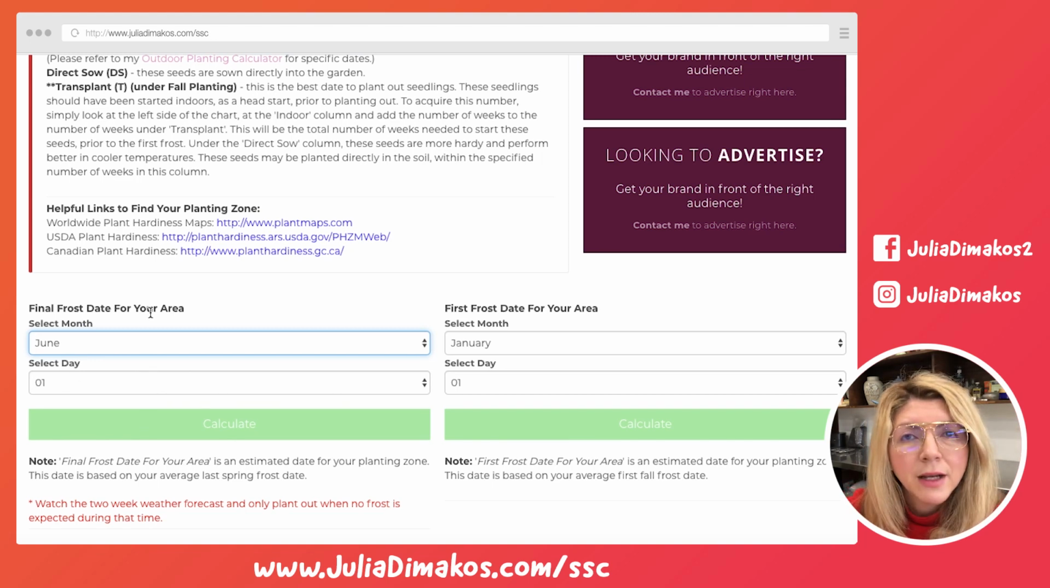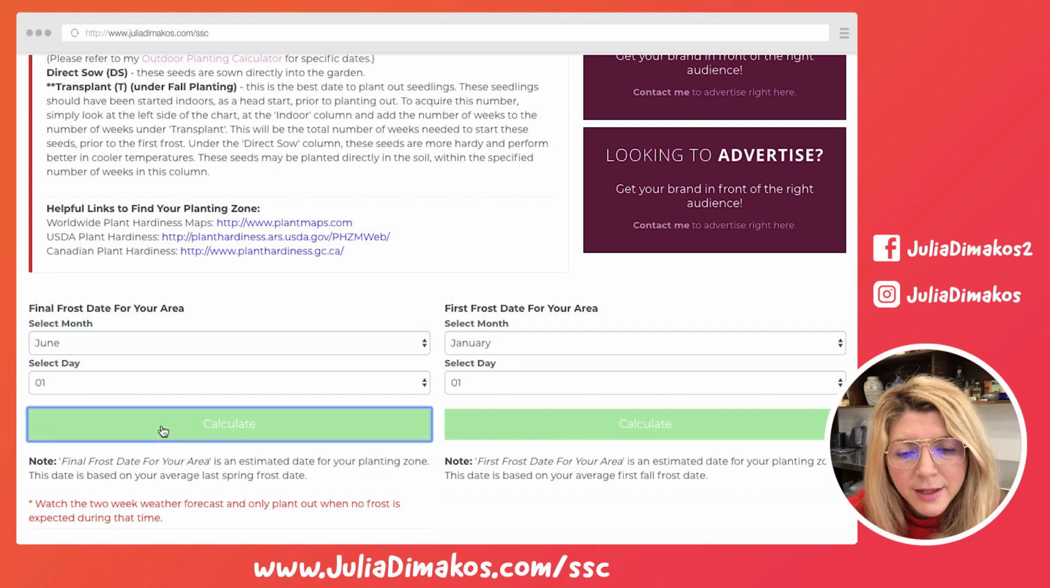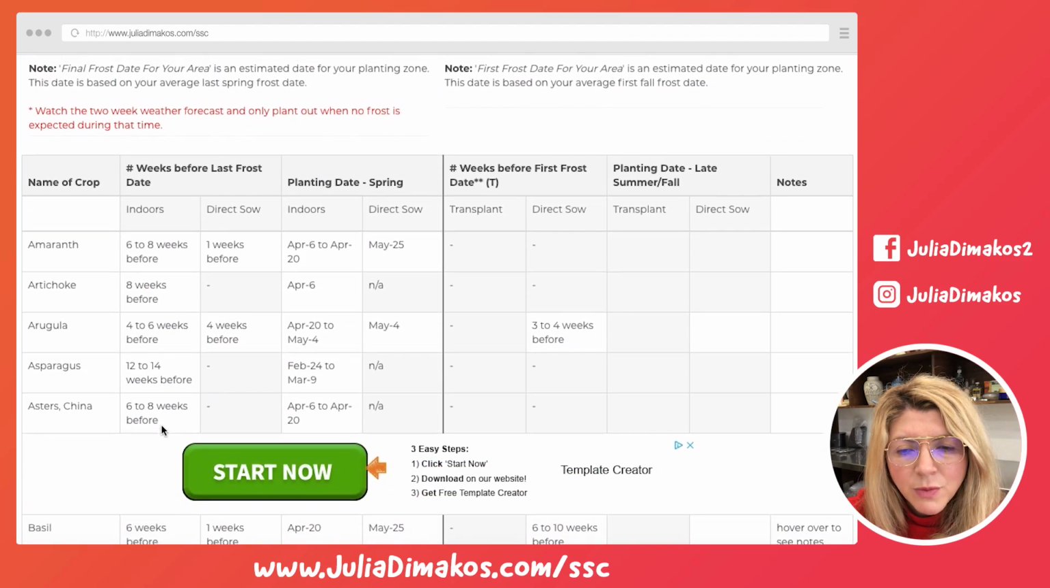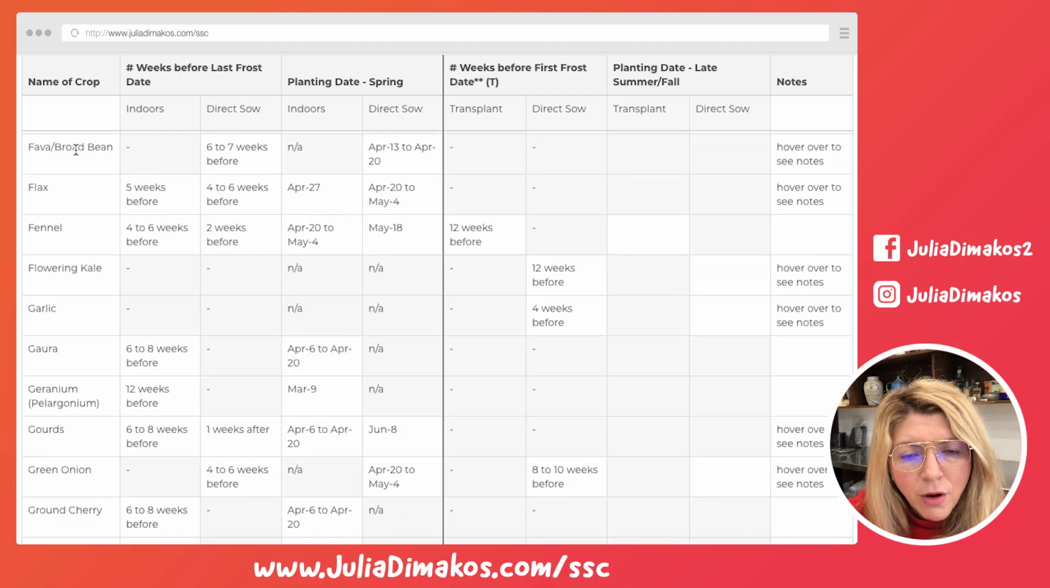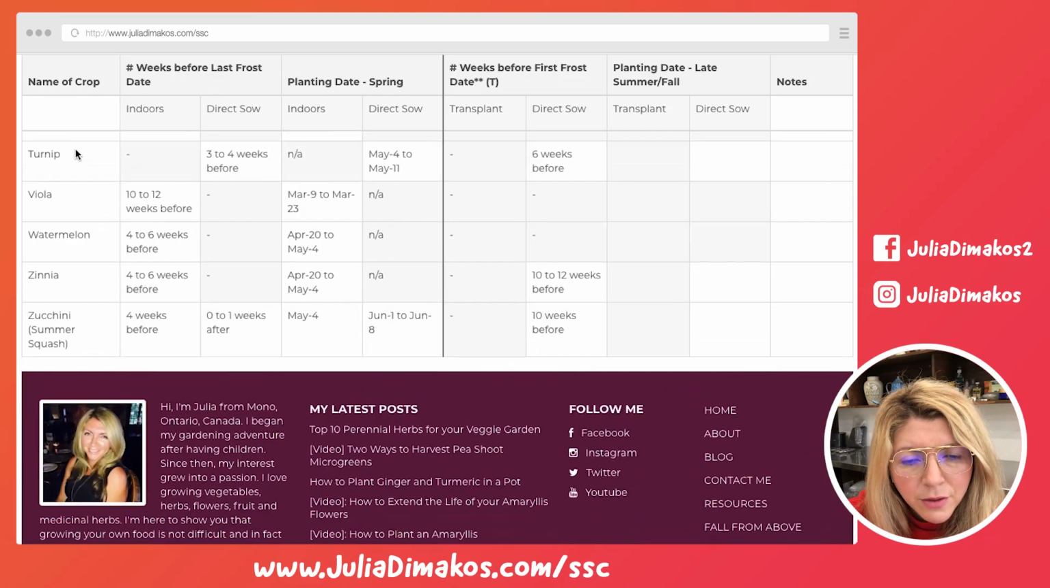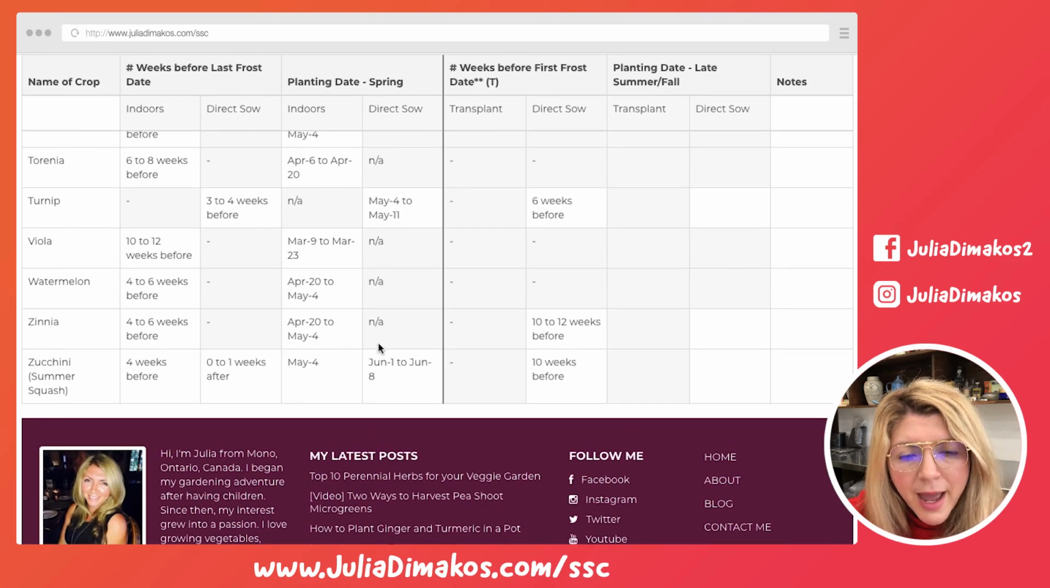So anyways, conservatively speaking, June the 1st, but if you're May the 1st or any other date, just enter that. Then you click calculate, okay? And as we go down, you see that the dates have now filled in here. This section doesn't have any dates yet, and I will talk about that in a few minutes. But here we are, from A to Z, starting from amaranth and going down the list all the way to zucchini, I have all the dates.